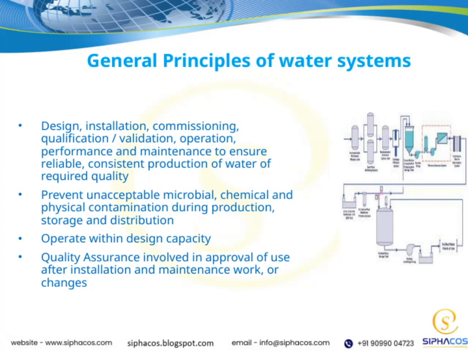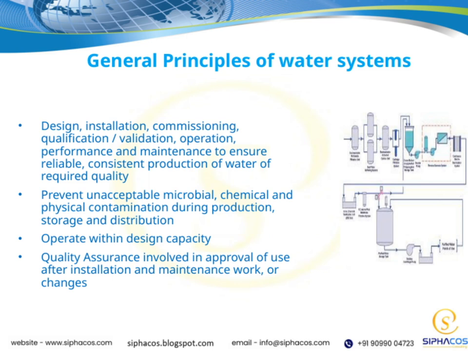Let's talk about the general principles that underpin water systems. First, it's crucial that every stage, from design and installation to commissioning, qualification or validation, operation, performance, and ongoing maintenance, is carefully planned and executed. This ensures we can reliably and consistently produce water that meets the required quality standards. It's all about building a robust system that performs as expected every time.